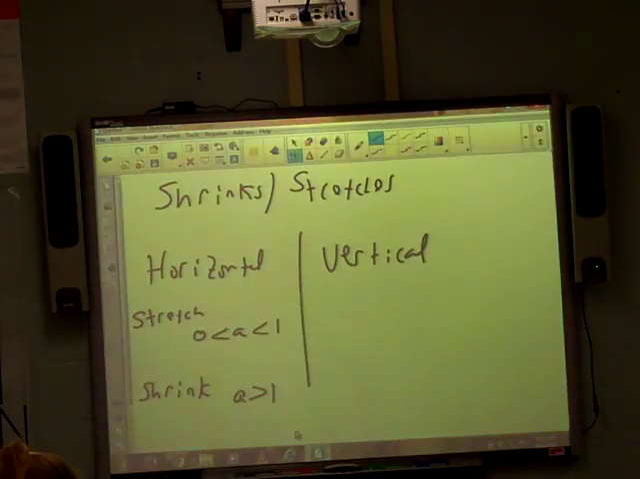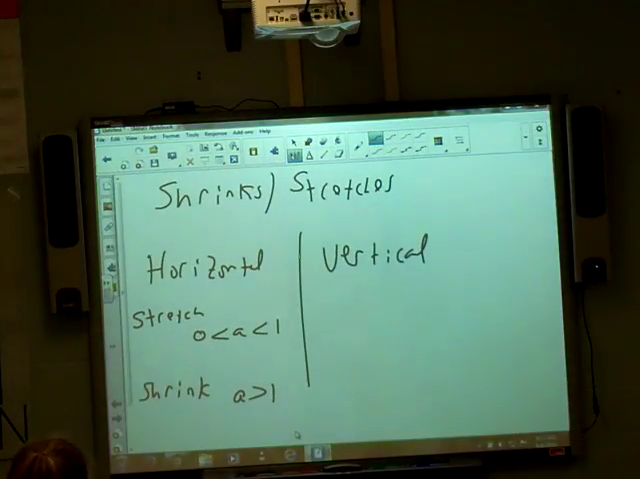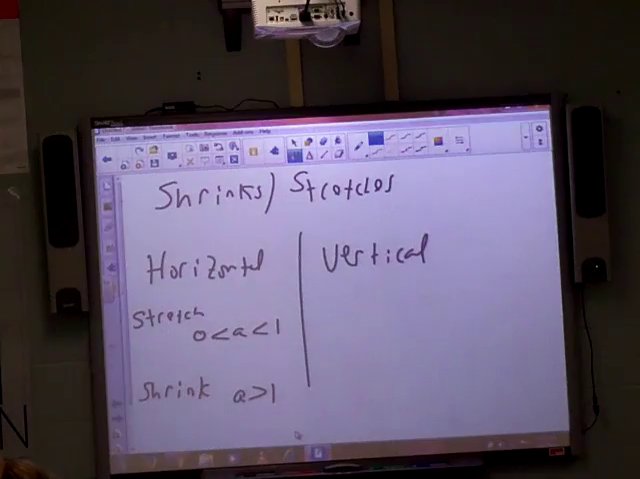Which is backwards in my mind. Because I had a bigger number and it shrunk it, right? You see that? I had a smaller number and it stretched it. That's backwards in my pea brain. So I would think a bigger number would make it bigger, but it doesn't.